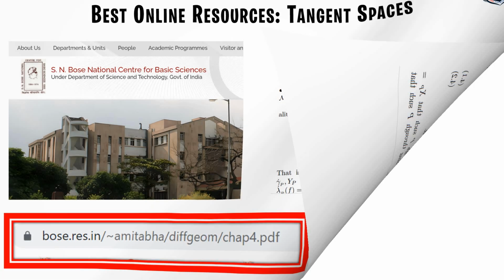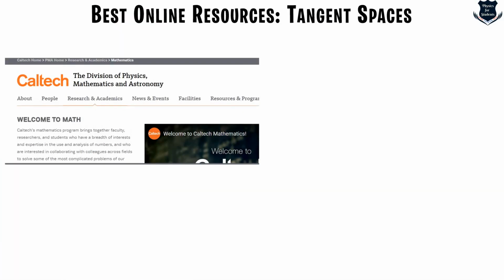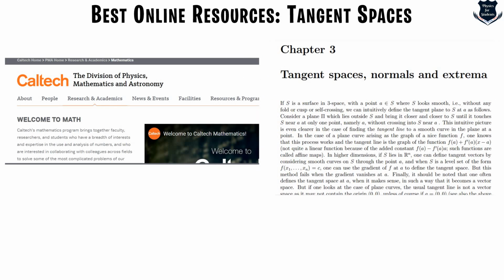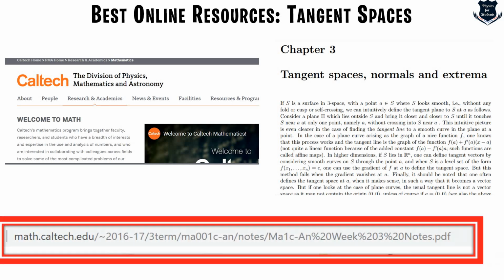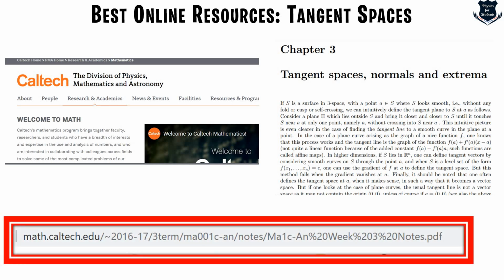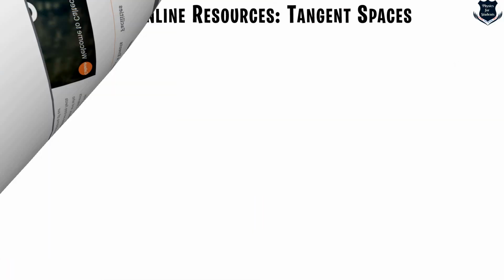to know about tangent space. Next we come to Caltech, the famous Caltech University, and in the Department of Mathematics we got a nice book and literature on tangent spaces, normals and extrema. This is the complete URL through which you can download. Caltech has enough resources on tangent spaces, but this specific one is simple, quite easy, and does not delve too much into complexities, so my recommendation would be this one.